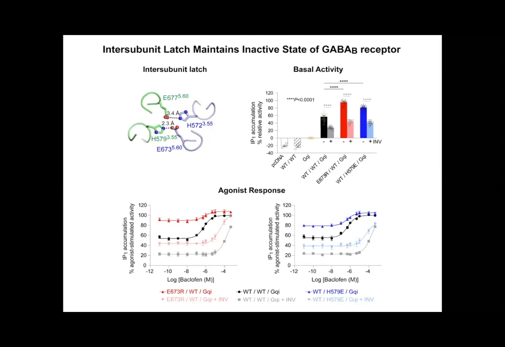After treating each construct with an inverse agonist, the basal activity of the mutants still remained higher than that of wild-type. This observation provides further evidence that the intersubunit latch mutations serve to shift the conformational equilibrium of GABAB receptor towards an active state. Taken together, our mutational data indicate that the intersubunit latch is fundamental to maintaining the inactive state of the receptor.